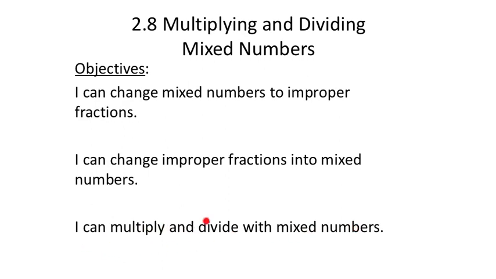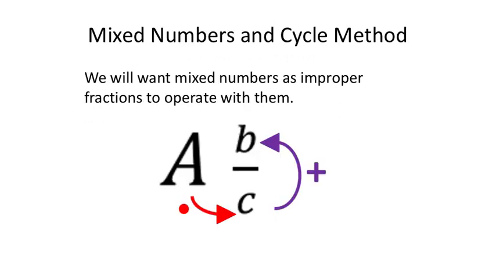But if we can do that, then we should be able to multiply and divide with mixed numbers, because as it turns out, in this class, we never actually multiply or divide with mixed numbers. What we do is operate with the improper fractions instead, which is why we have to change the mixed numbers into improper fractions first. And then in the end, if we still have an improper fraction, we'll change it back into a mixed number for credit.